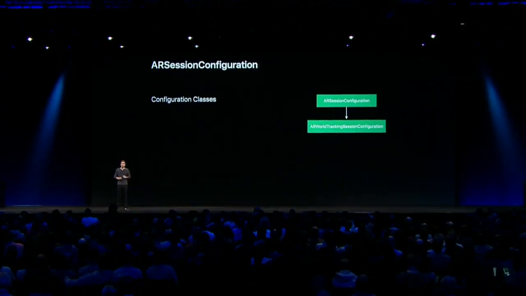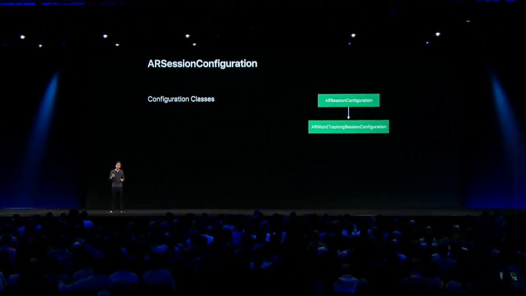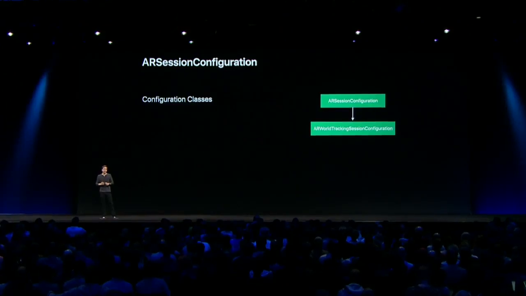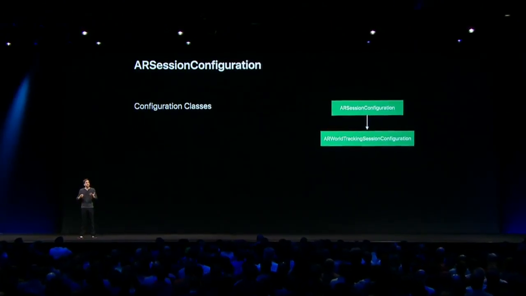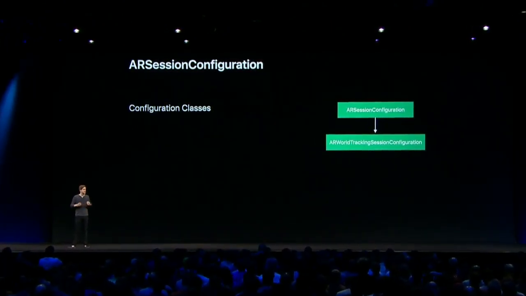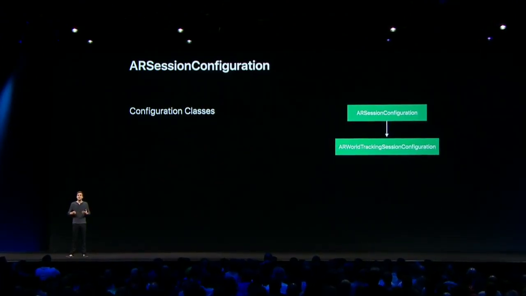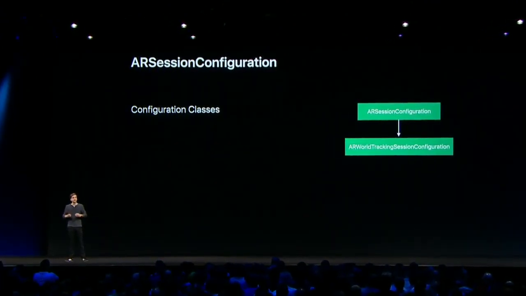AR session configuration determines what kind of tracking you want to run on your session. So it provides different configuration classes. The base class, AR session configuration, provides 3 degrees of freedom tracking, which is just the orientation of your device. Its subclass, AR world tracking session configuration, provides 6 degrees of freedom tracking. So this is using our core functionality, world tracking, in order to get not only your device's orientation, but also a relative position of your device. With this, we also get information about the scene. So we provide scene understanding, like feature points, as well as physical positions in your world. In order to enable and disable features, you simply set properties on your session configuration classes.